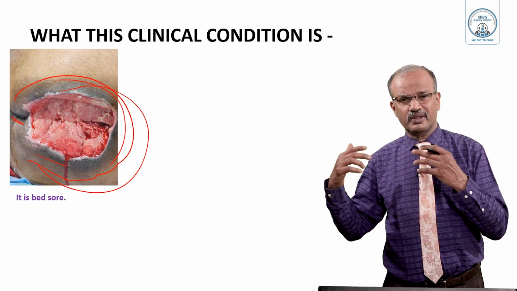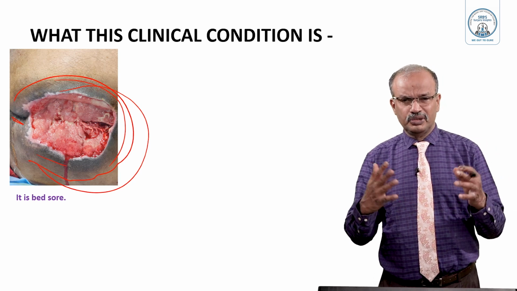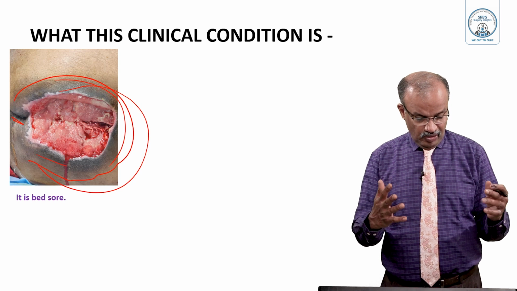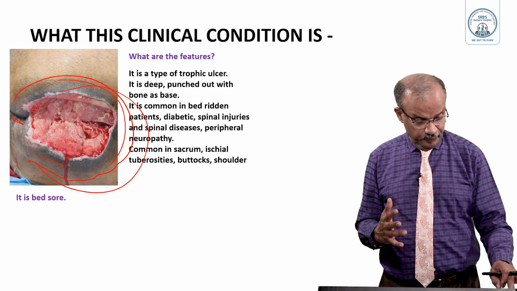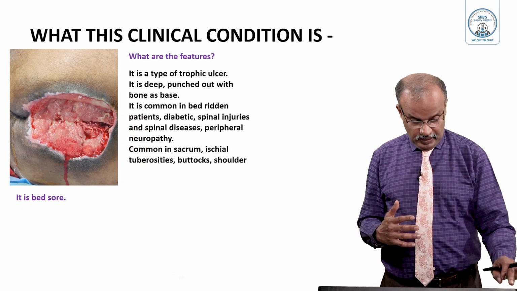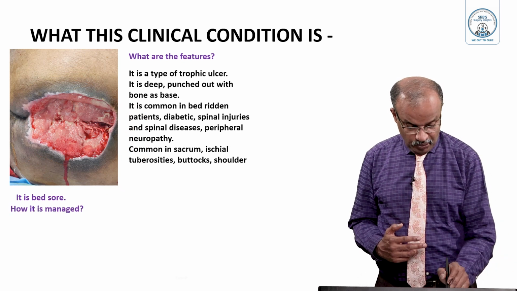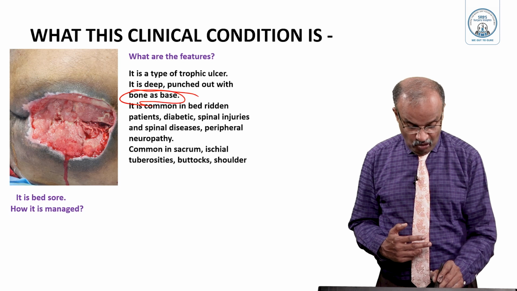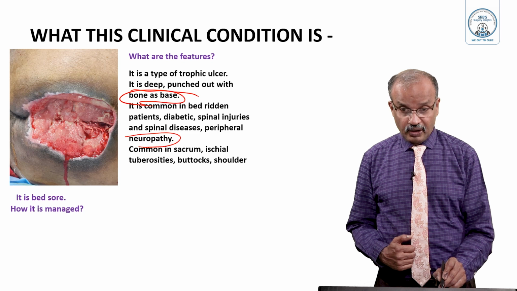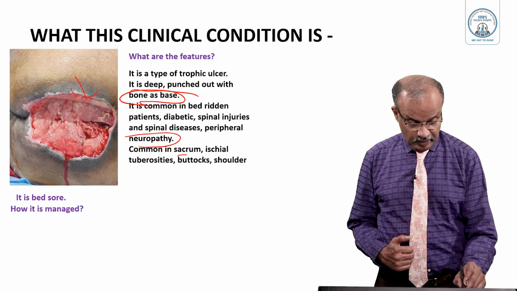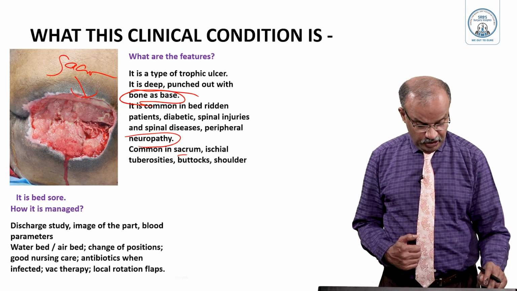There are so many stagings, classifications, different methods, different features, all those things I will not discuss, but you can go through my book. But what are the basic features? Remember, it is a type of trophic ulcer. It's a deep punched out ulcer with bone as a base. See that? Bone is the base. It is common in bedridden patients, diabetic patients, spinal injuries, spinal disease, peripheral neuropathy. Already told, common in the sacrum. This is the sacrum area. Buttocks, shoulder, ischial tuberosity. So, how is it managed?